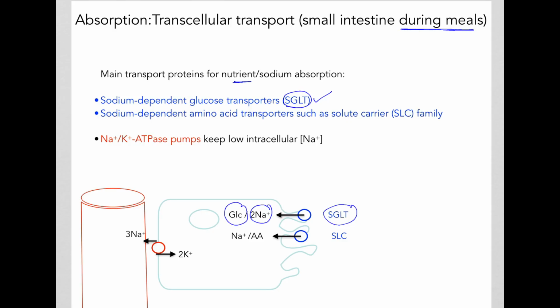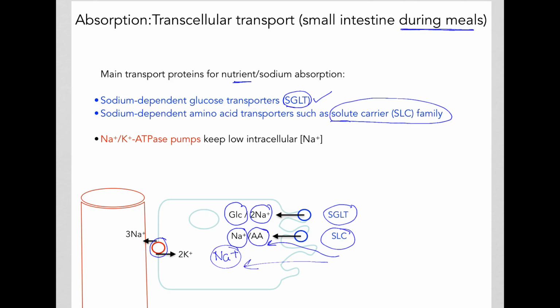Another transport protein for sodium is one that absorbs various amino acids together with sodium. An example of this is the solute carrier SLC family of transport proteins that bring in not only sodium but also amino acids. And now, as more sodium enters from the cavity, the concentration of sodium will increase in the cell.